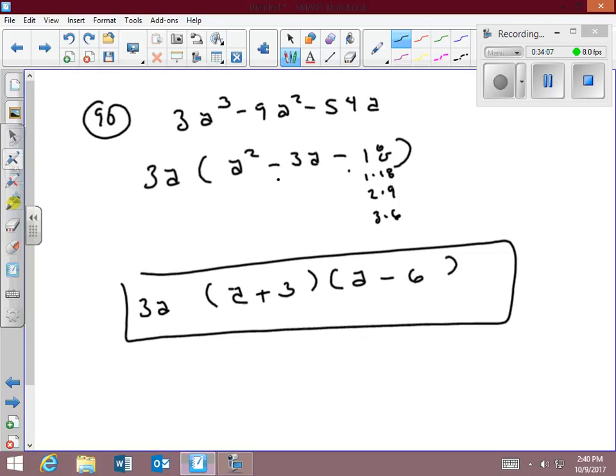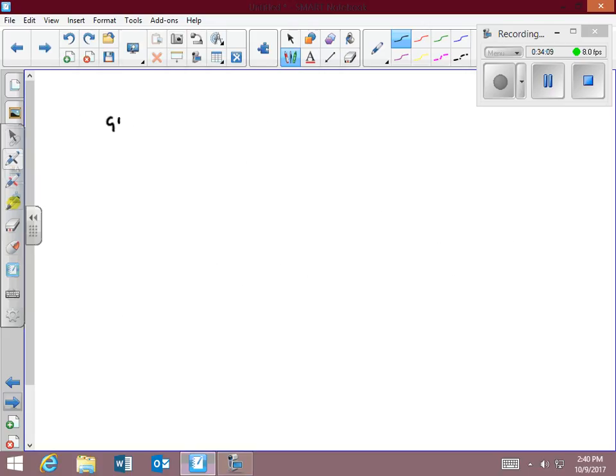94 says a squared minus 15ab plus 50b squared. Now notice that's different. We're descending order in a, we're ascending order in b, right?